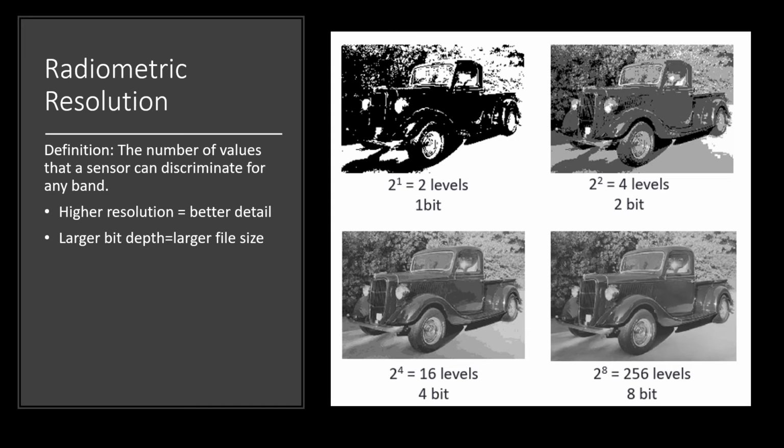The last characteristic we will discuss is radiometric resolution, or the number of values that a sensor can discriminate for any band. Now this one's a little more in depth, no pun intended, than we need to go into for now. But just know that the greater the bit depth, the more values and therefore better discrimination of details that imagery can provide. However, this also equates to a larger file size.